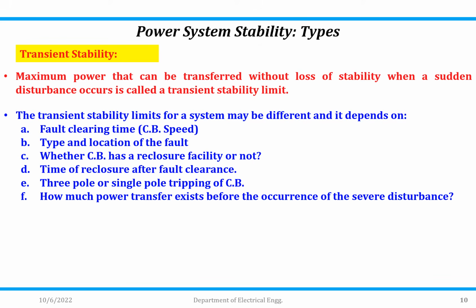Whether the circuit breaker has a recloser facility or not also affects transient stability. Then the time of the recloser after fault clearance, and 3-pole or single pole tripping of the circuit breaker. The topic of 3-pole and single pole tripping of the circuit breaker is going to be covered in the topic of methods of improving transient stability. And also how much power transfer exists before the occurrence of the severe disturbance. So these are the points related to transient stability.